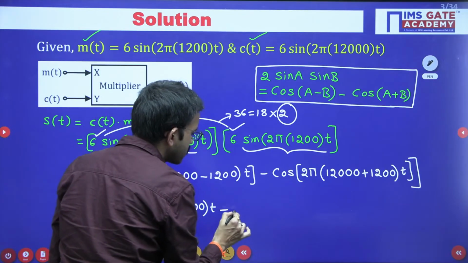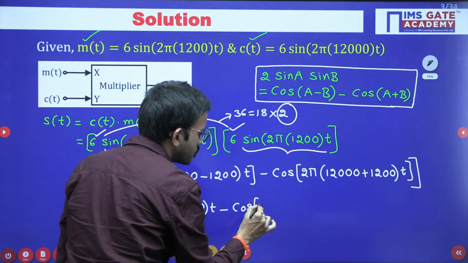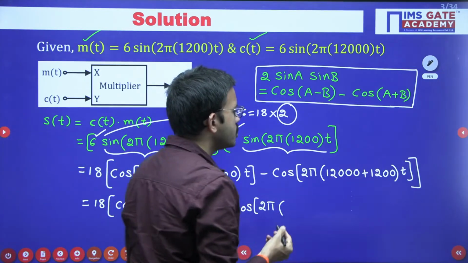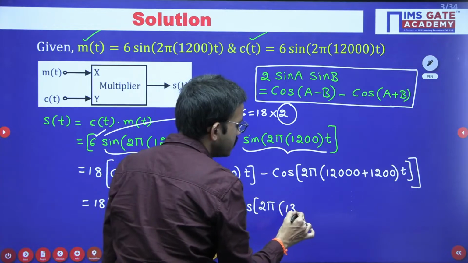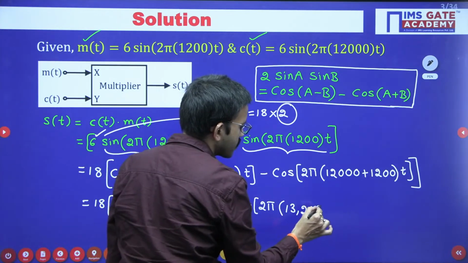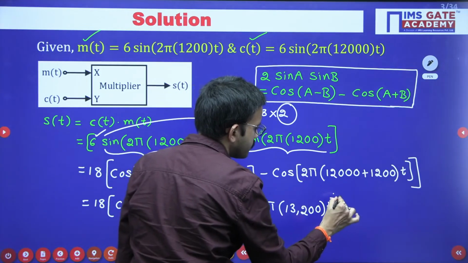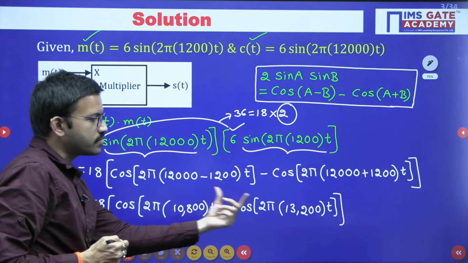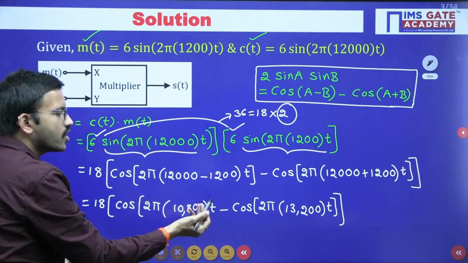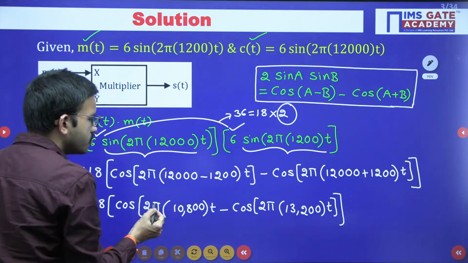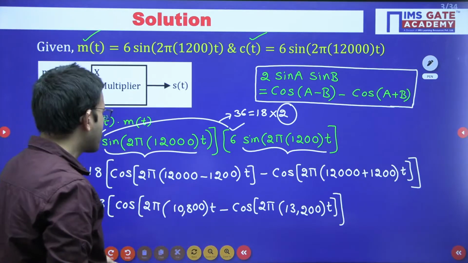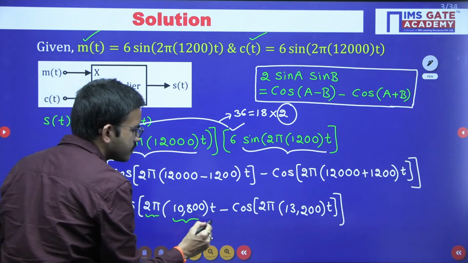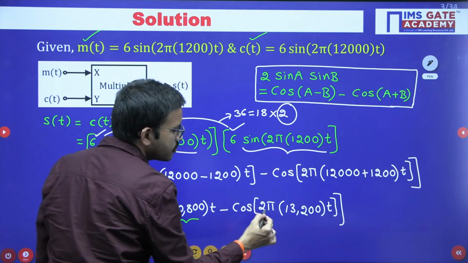Next, minus cos 2 pi. Here we have to add both 12,000 plus 1,200. So that means you will get 13,200. Now if you observe, here you are getting two terms, and both are related to cos. You may get cos or you may get sin, no problem at all. But you can observe the standard format, cos 2 pi ft, cos 2 pi ft. Similarly here cos 2 pi ft.